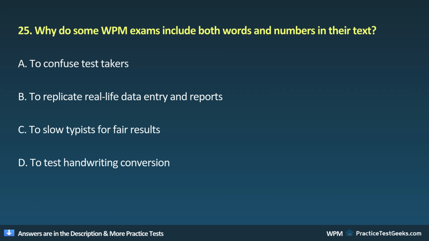25. Why do some WPM exams include both words and numbers in their text? A. To confuse test takers. B. To replicate real-life data entry and reports. C. To slow typists for fair results. D. To test handwriting conversion.